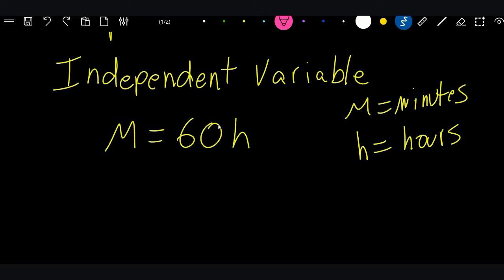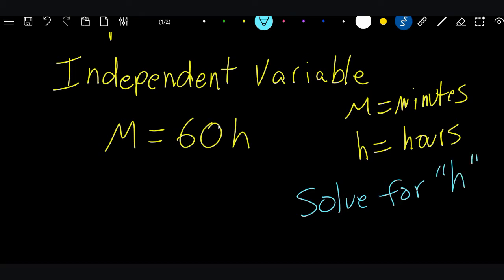All that we're doing in these ones is I want you to be able to switch it around, what we call manipulate it, and come up with h. So they're going to say solve for h. How would we solve for h? Here's what you do. You get h by itself. This is the trick, okay? How do we get h by itself?